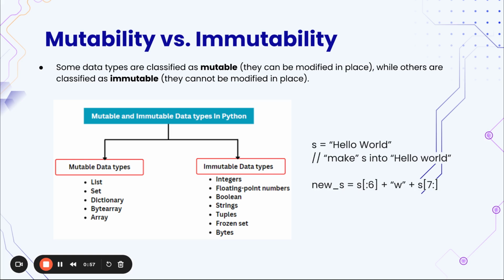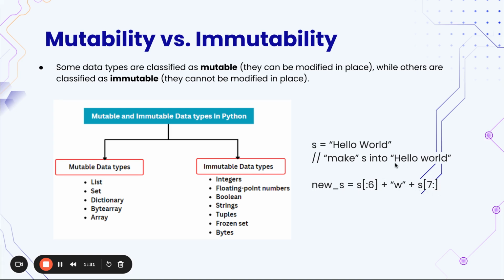So here's an example of an immutable data type. Let's say we have a string that stores the value hello world, and we want to make the string into hello world with a lowercase w. So what we do is we create a new string and then we use indexing to make the string we want. So what we did here was s[:6] + 'w' + s[7:].